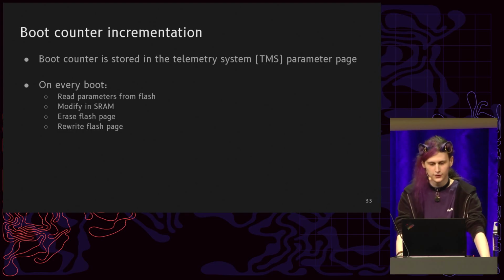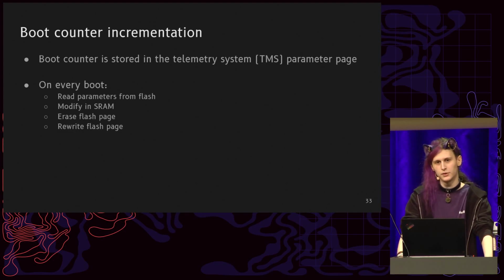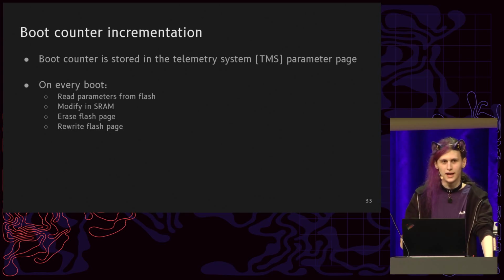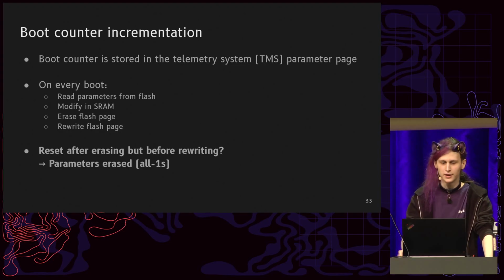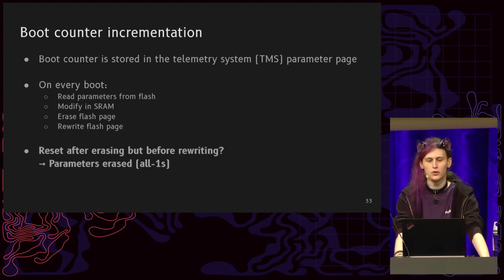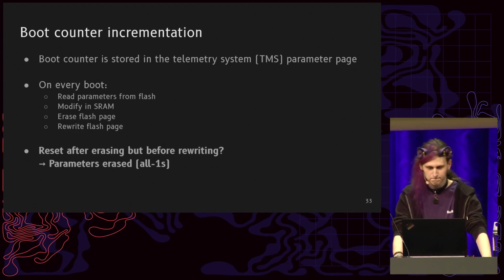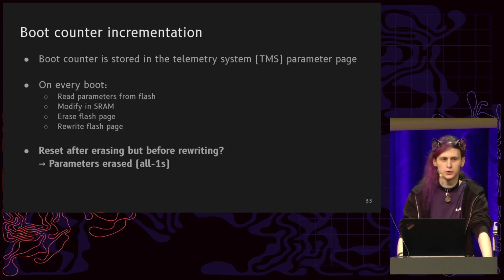But the problem is, there is a window of time between when that page is erased and when that page is reprogrammed where the entire page is erased. And if at this unlucky moment you have a reset of the spacecraft due to some reason, like power loss or whatever, then you're going to end up with that page entirely erased in all ones. And because these parameters are unsigned integers, all ones is the maximum value, so the spacecraft is only going to generate telemetry every 50 days. And unfortunately, that's a bit too slow for us to see. So we have a theory of what could be wrong.